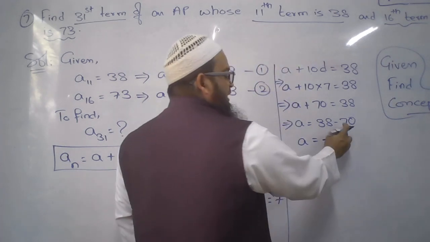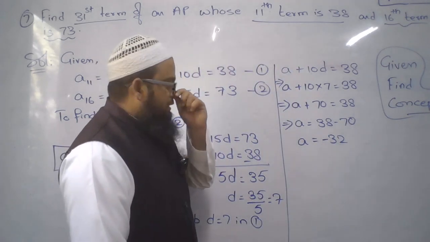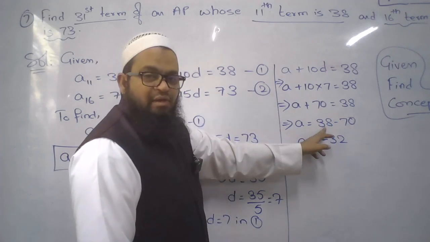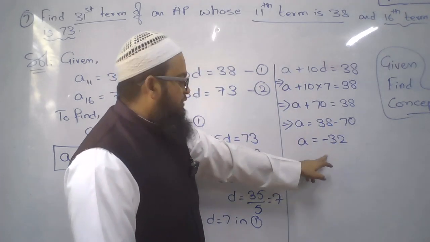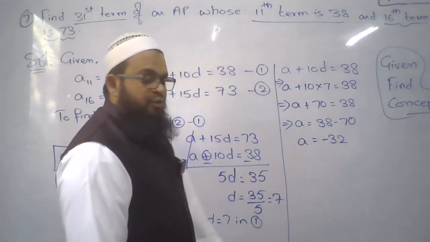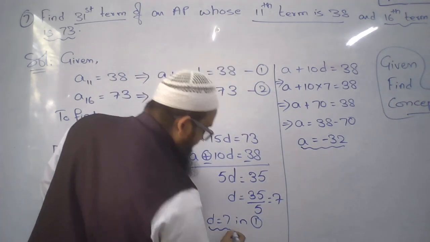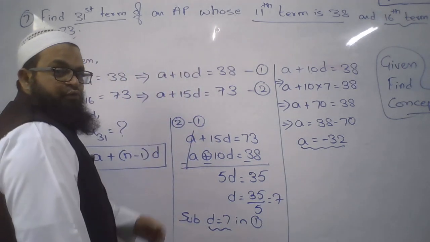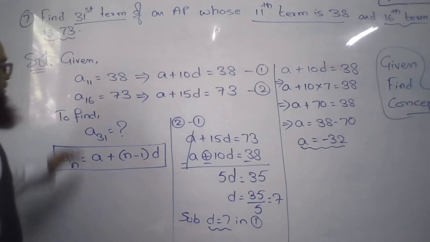When you have positive and negative, what you are supposed to do? Subtract the smaller one from the bigger one. 70 minus 38 will give you 32, and the bigger number 70 has a negative sign, therefore the answer is minus 32. So now you got the first term and also the common difference. When you have the first term and common difference, you can find any term, right?